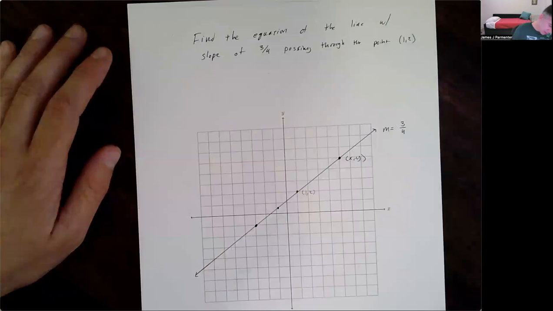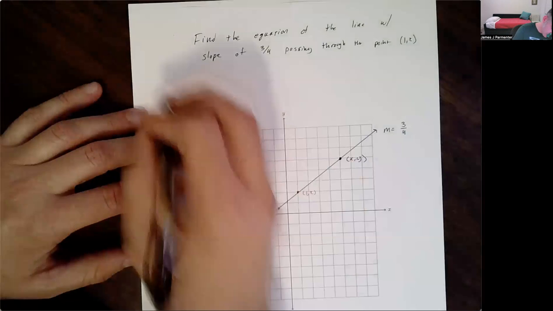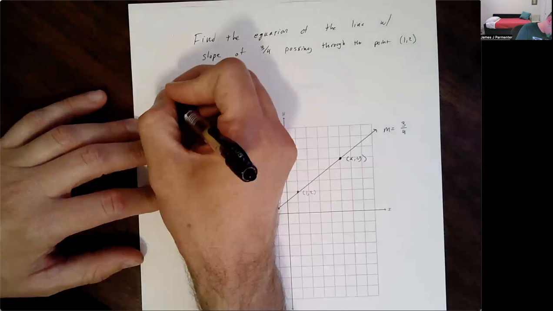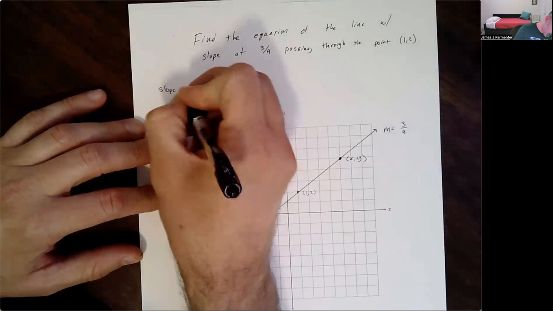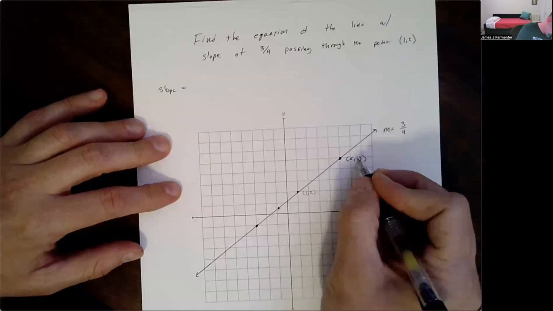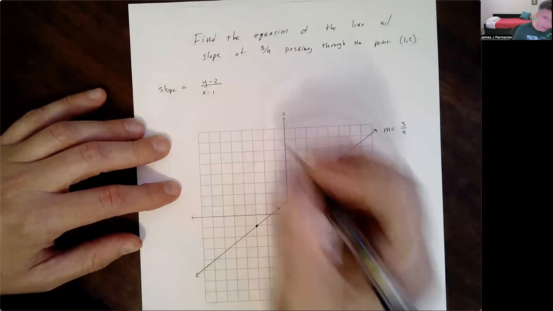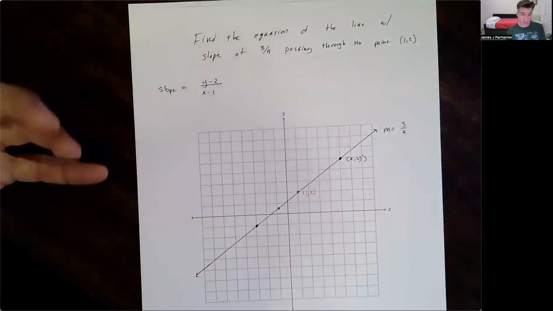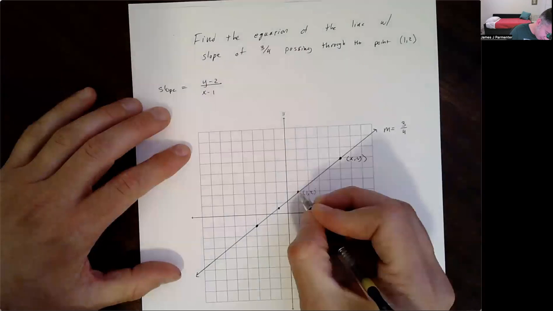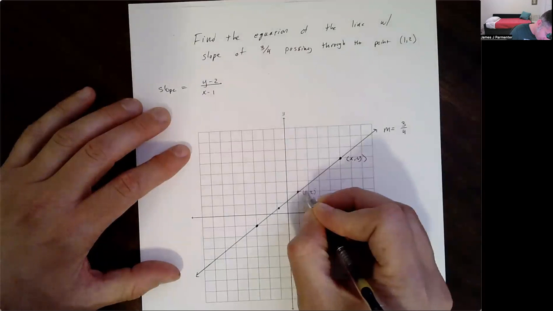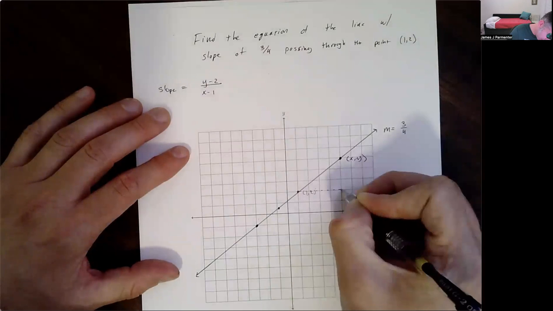We're going to say, well, we know that the slope between these 2 points is going to equal y minus 2 over x minus 1. But we were told that the slope is 3/4, and it is 3/4, right? If you start from here and you go right over 4, you end up going up 3.